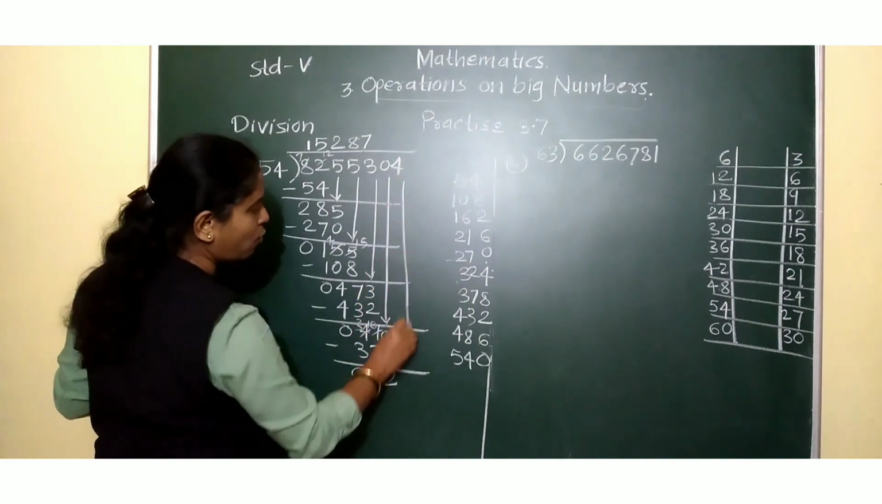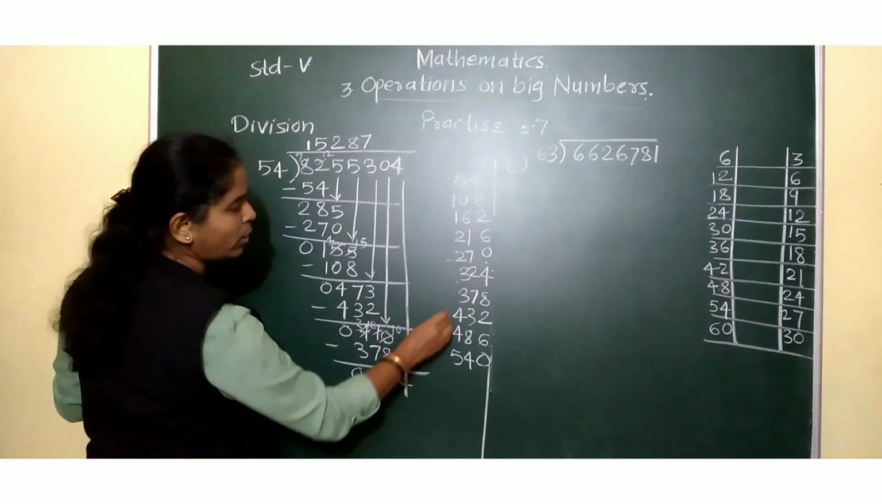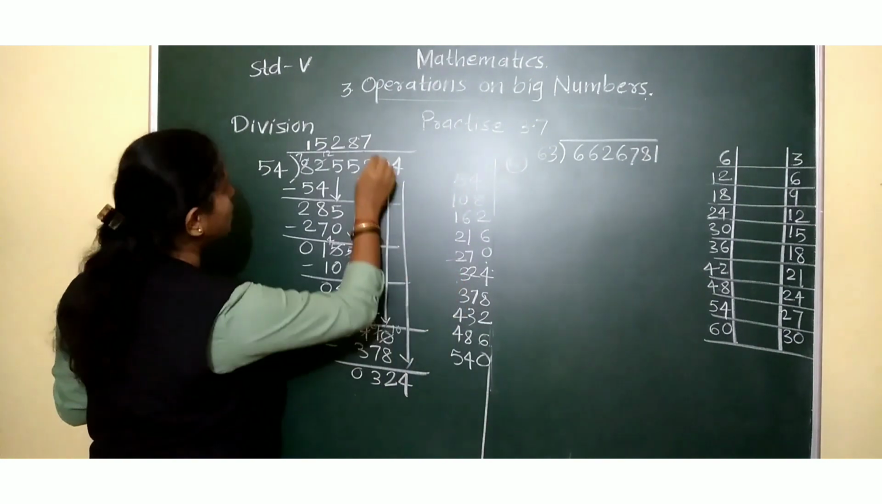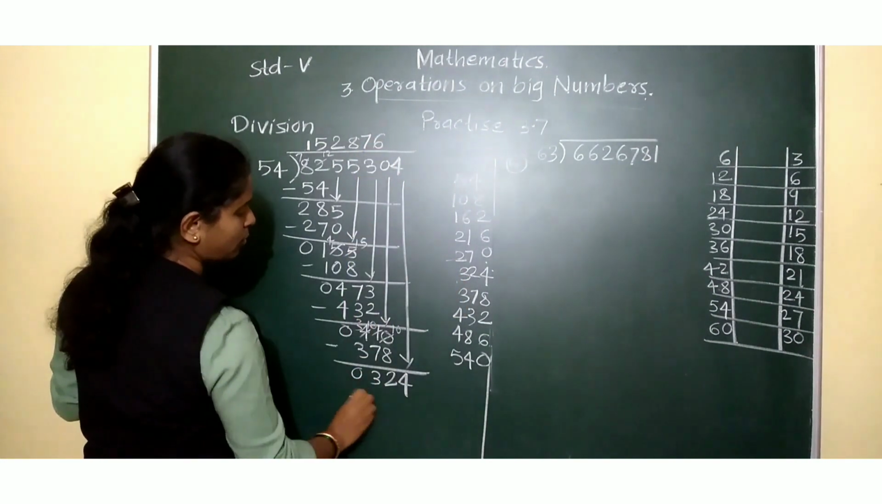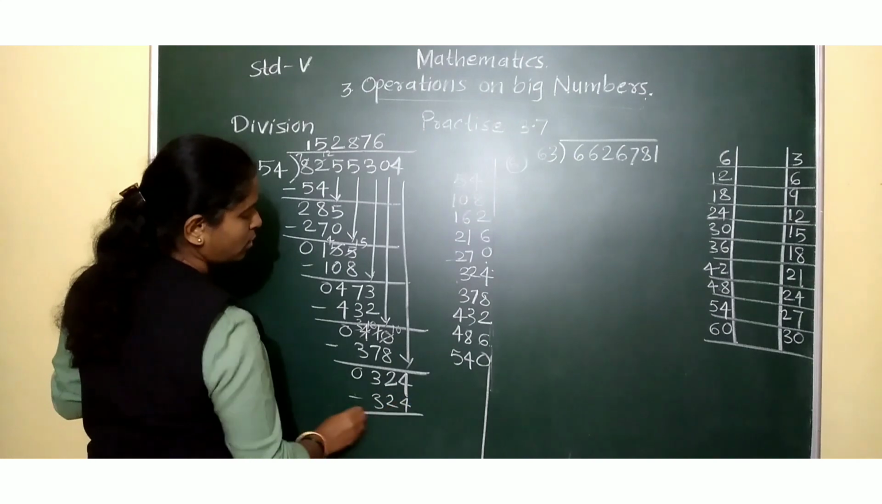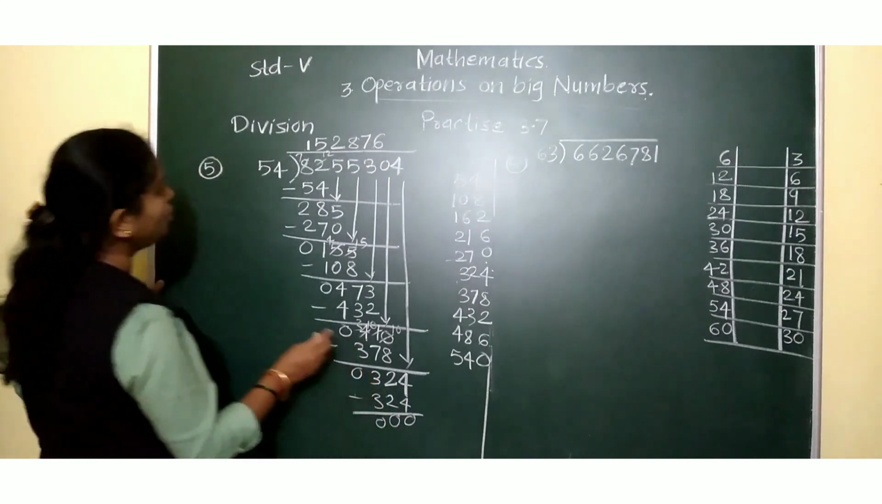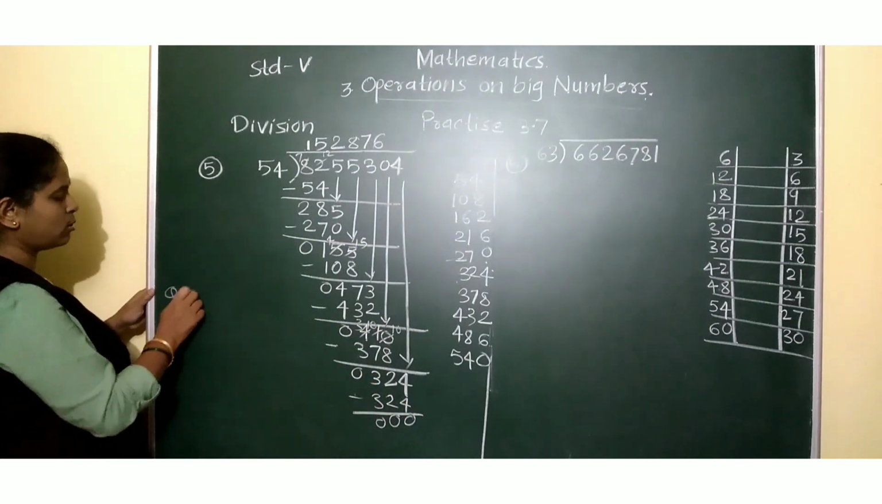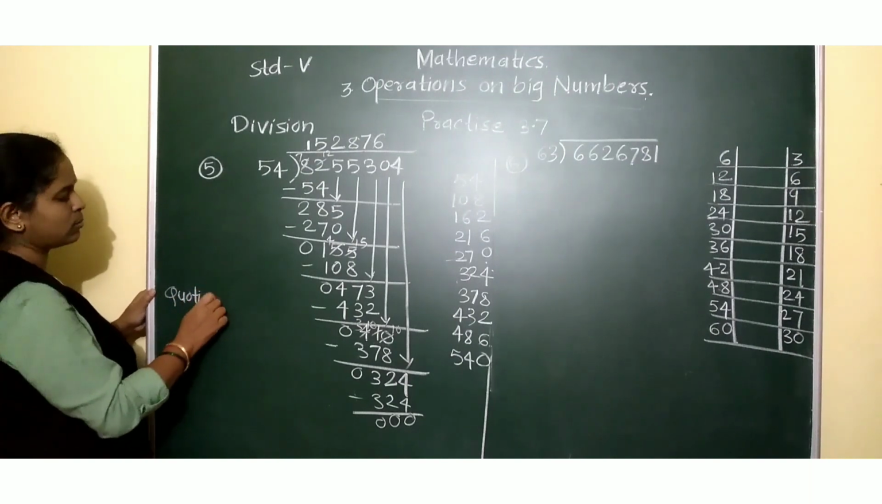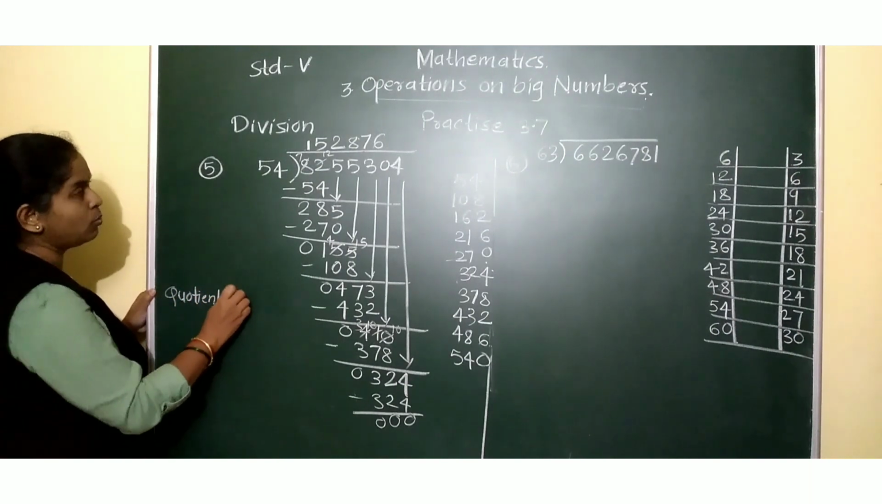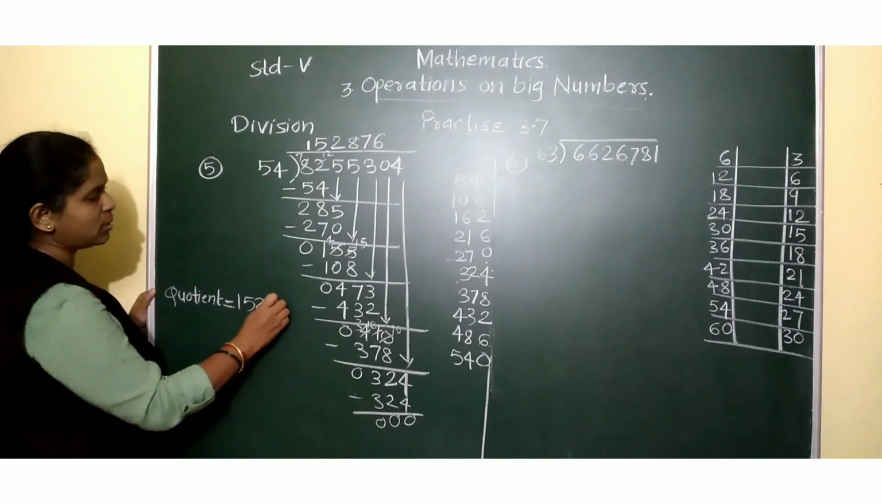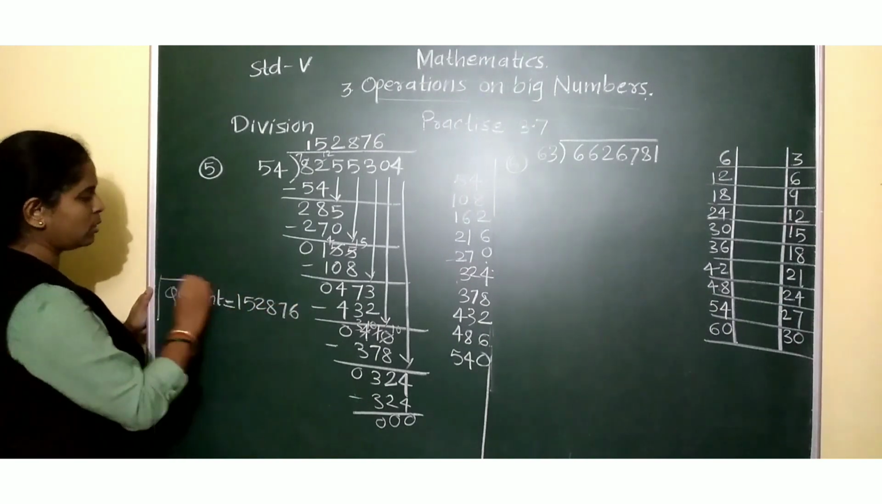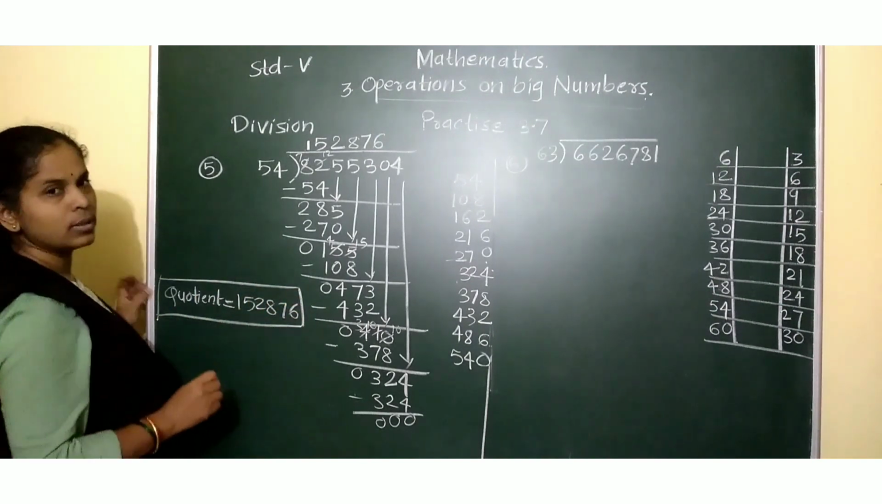Take this 4 down. 324. Is it there? Yes. 54 6s are 324. Got it? So your quotient is equal to 152876. This is the answer. Okay. Next.